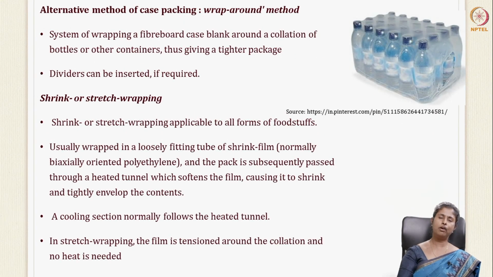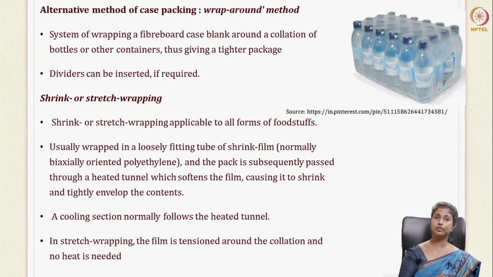Now there is another alternative method of this, which is the wraparound method. We have already learned about the shrink wrapping and the stretch wrapping. This actually collates or unites the different bottles under one wrap. Dividers can be added if it is required, especially if they are delicate and can be broken. Now, there's shrink or stretch wrap. The one that you see here is a stretch wrap around drinking bottles.